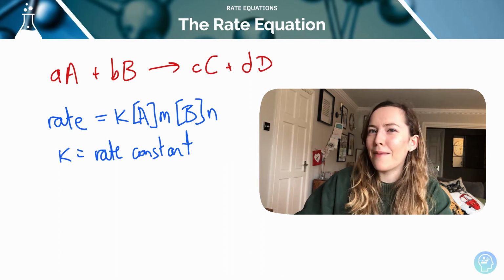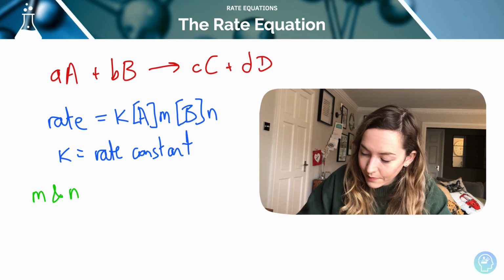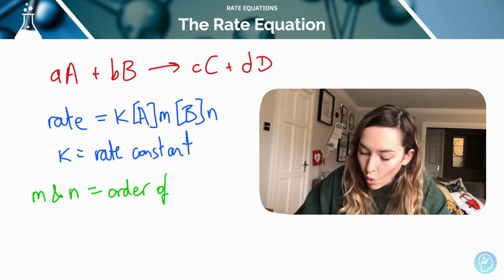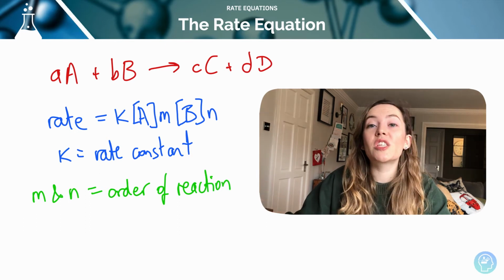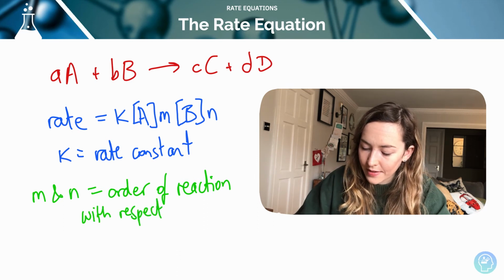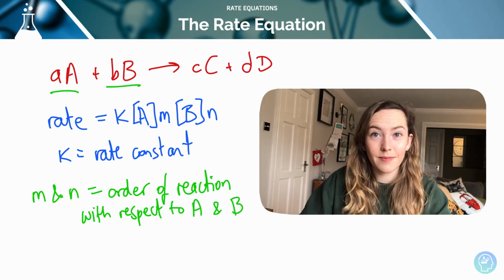But what are M and N? You may not have heard of these before. So M and N, these are order numbers. They're the order of reaction with respect to A and B. That's how we phrase it, with respect to A and B, our two reactants.